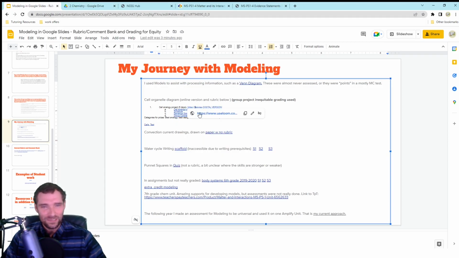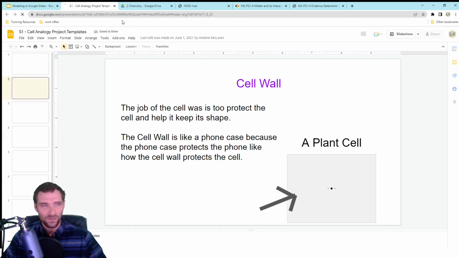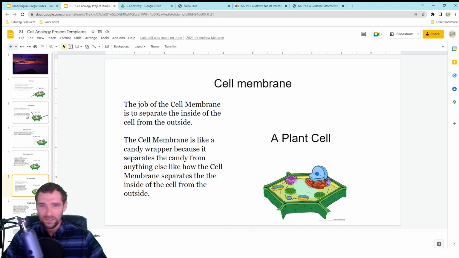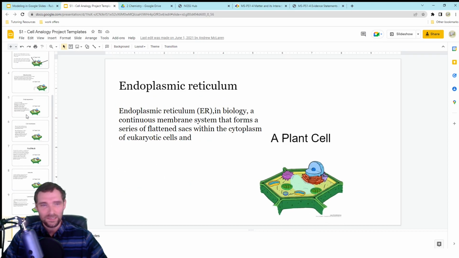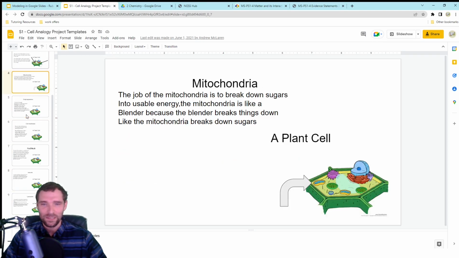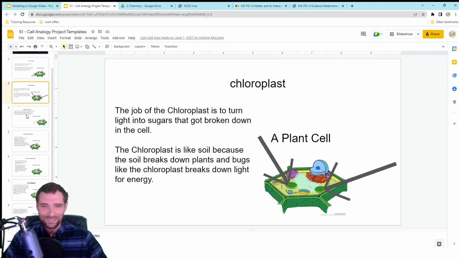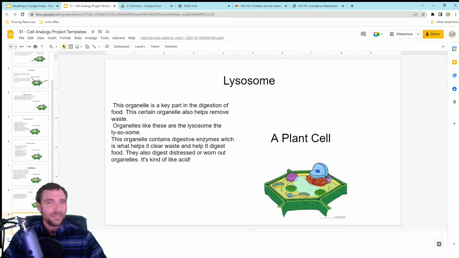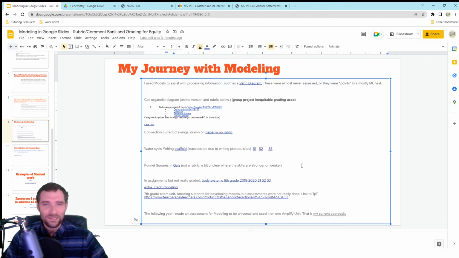I want to show you just examples of student work from that project as well, just because it's kind of cool to see different ways that people do models. And so this was a cell project. Obviously, I wasn't very happy with this because, I guess it's an okay model, but it could be stronger. And it's like, well, what is missing, right?